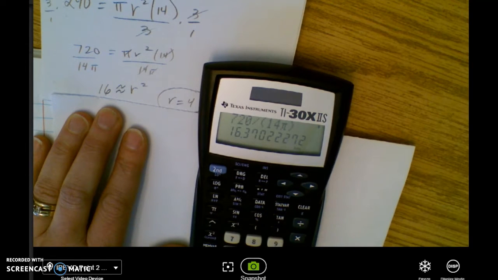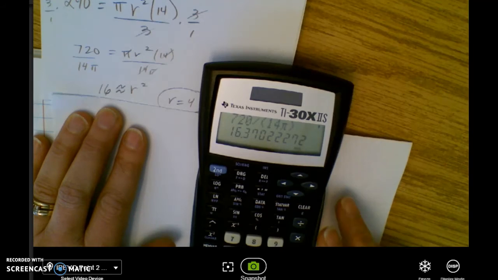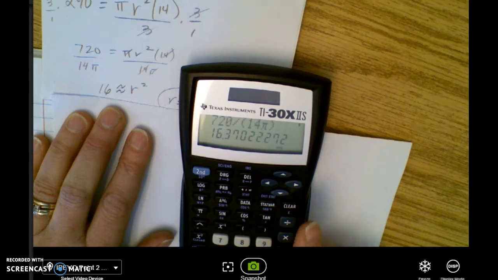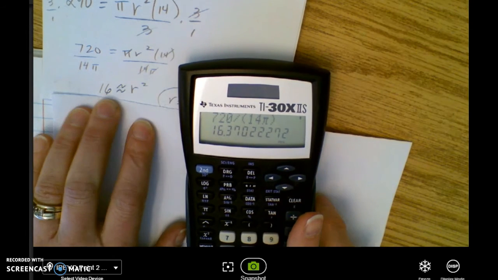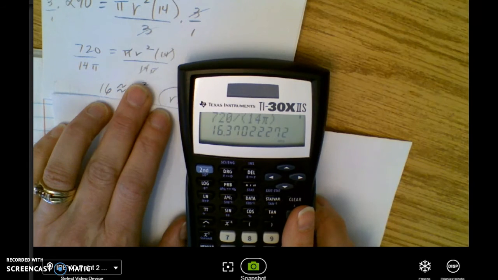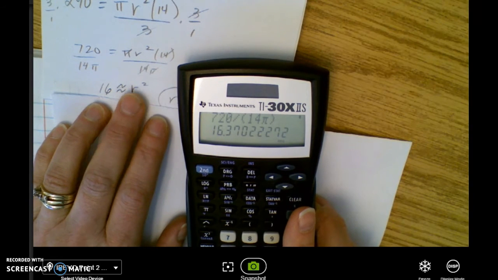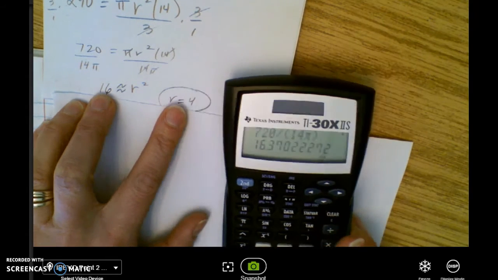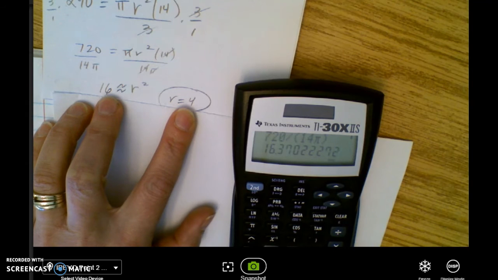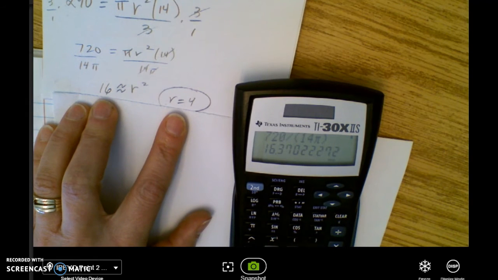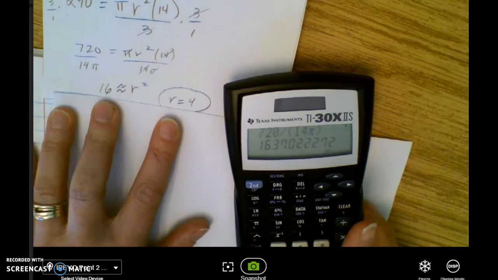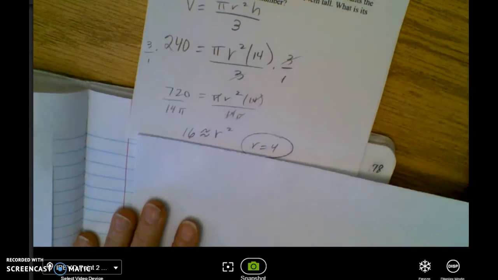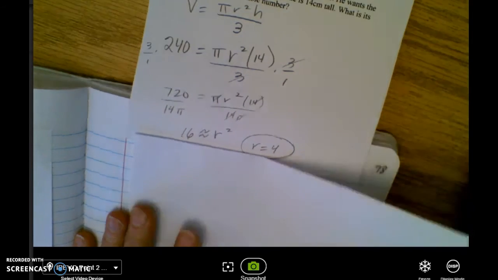They told us that they want our volume to be about 240 centimeters cubed. So by rounding this off now at about 16, it helps us, because 16 is going to be equal to a radius squared. If you remember how exponents work, we need a number times itself that's approximately 16. Well, that number has to be 4. You remember 4 squared, in other words, 4 times 4, is going to give us 16. So this is how you can find the radius if you're given the volume and the height and you have to use your volume formula to solve for your unknown variable.